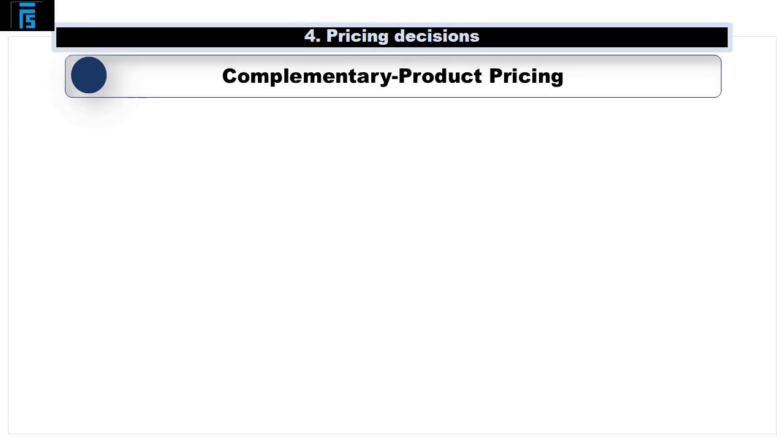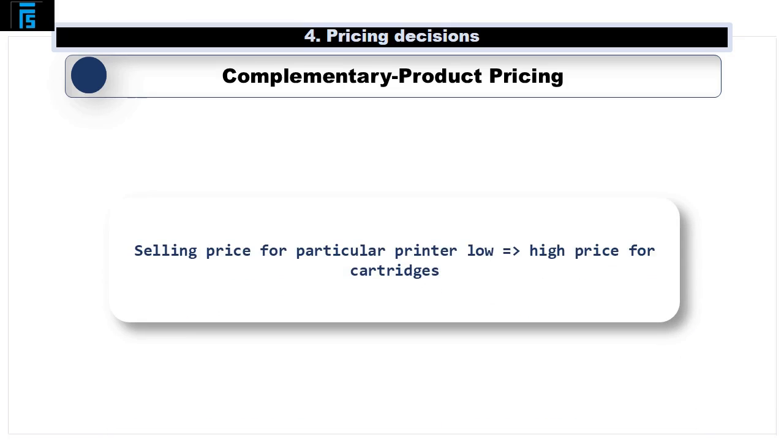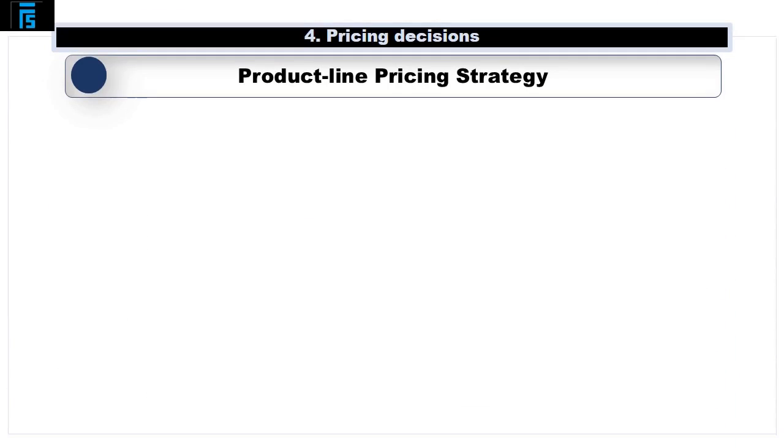We also need to consider other products or services that complement the one that we are establishing a selling price for, to ensure that the price of all complementary products work together. We call this complementary-product pricing. So, for example, you might want to set the selling price for a particular printer fairly low, but the selling price for the cartridges that go with that printer fairly high. Once the customer has bought the printer, they will need to continue to replenish the cartridges for the printer, and therefore will be committed to buying the higher priced cartridges.